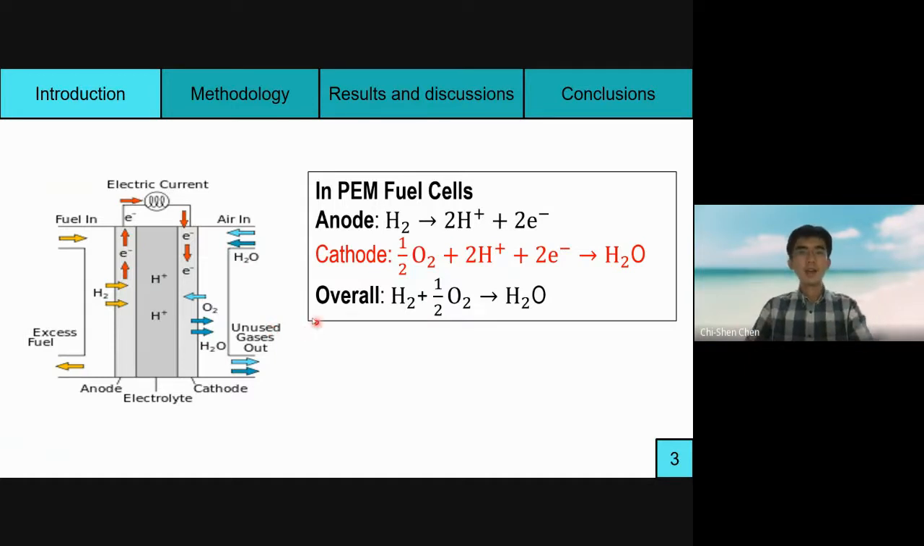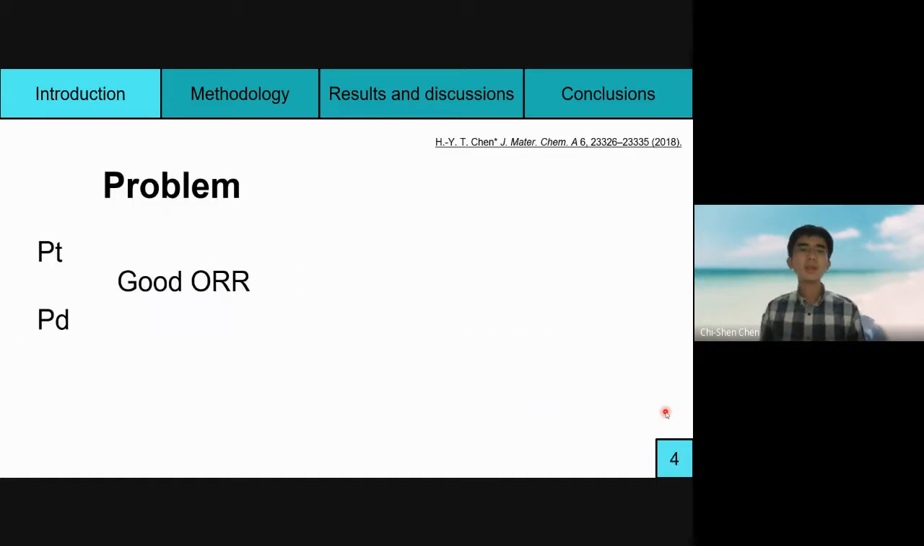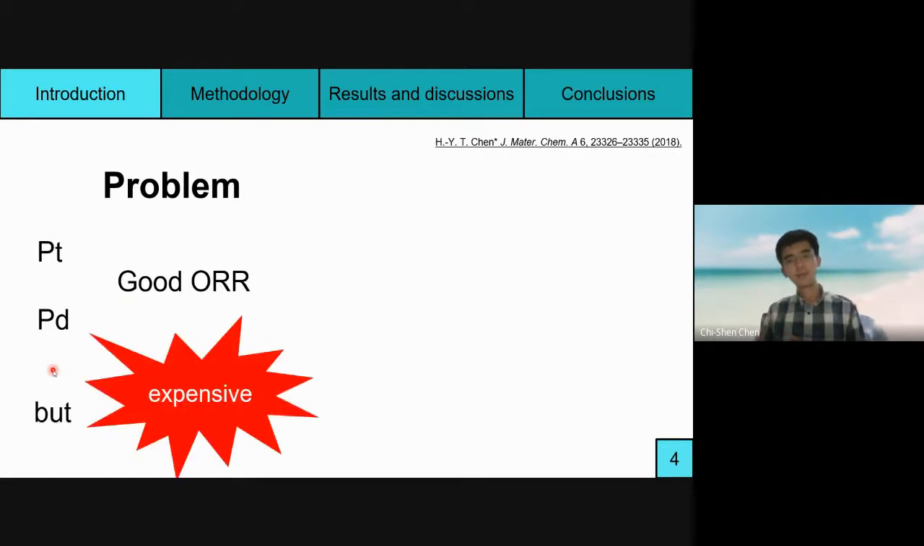Nevertheless, at the cathode, the reaction called oxygen reduction reaction, namely ORR, is too slow, which will restrict the overall reaction rate. Scientists used platinum or palladium as catalysts previously because they have good ORR performance, but they are expensive.